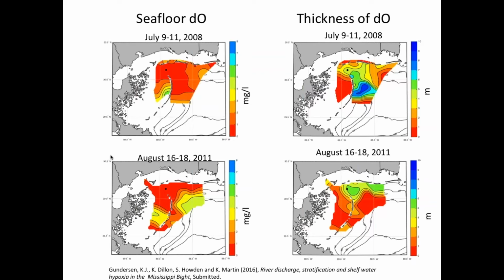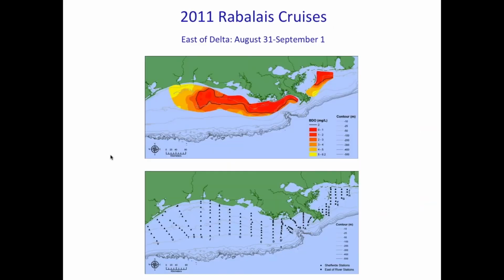And I'll note that in the summertime cruises for our GoMRI consortium, similar thicknesses of hypoxia were measured in this region. It turns out that in 2011, Nancy Rabalais was able to extend her hypoxia survey over to east of the Delta. The map on top shows the region she found of hypoxic bottom waters. So it's very similar to what we saw. And again, she was not able to find the edges of the hypoxic zone there.